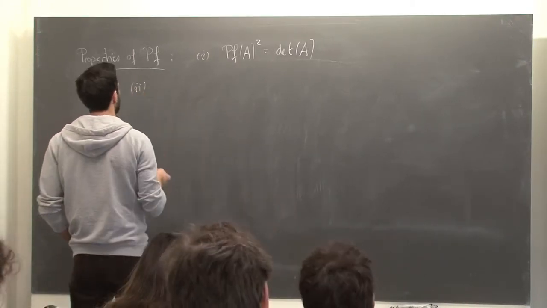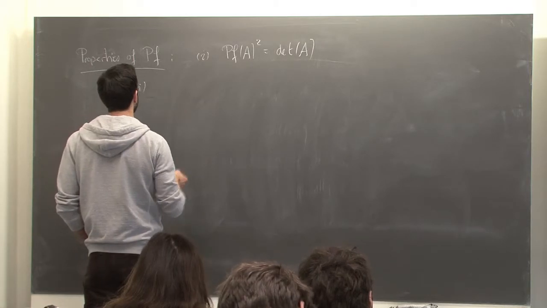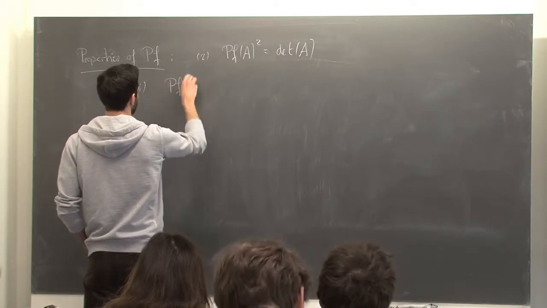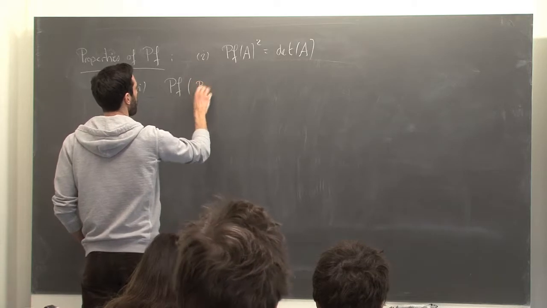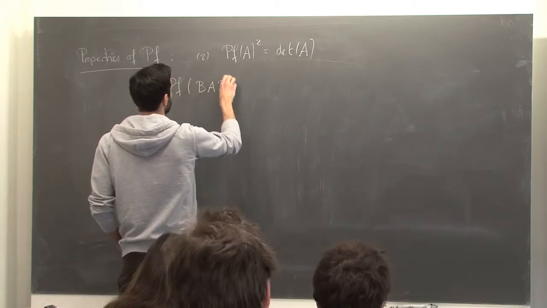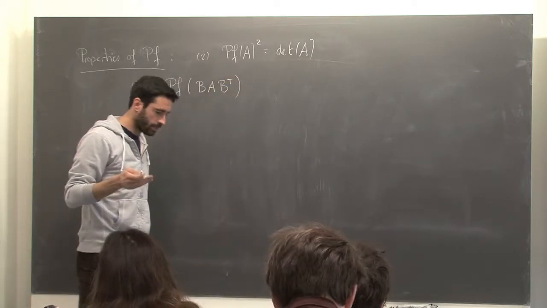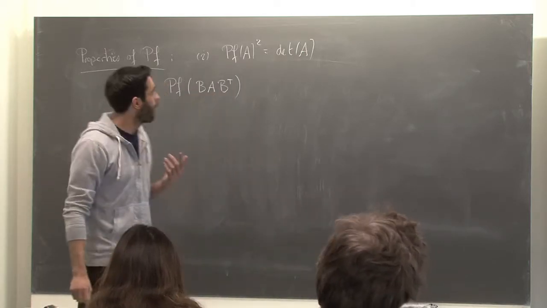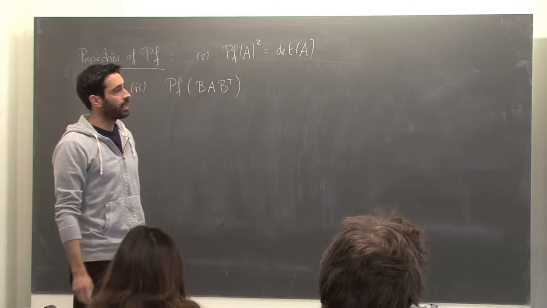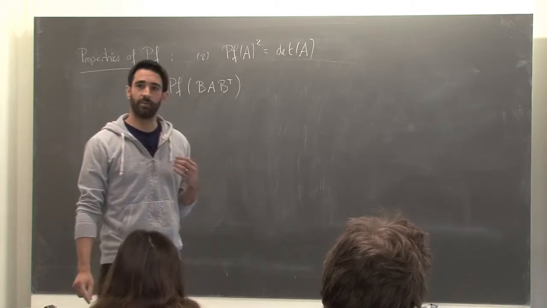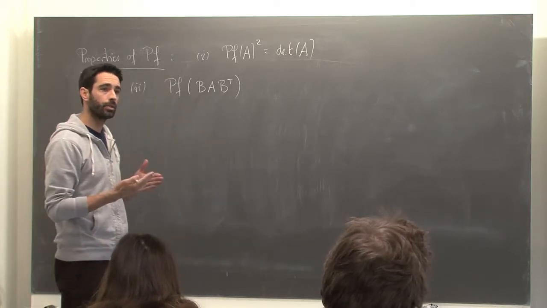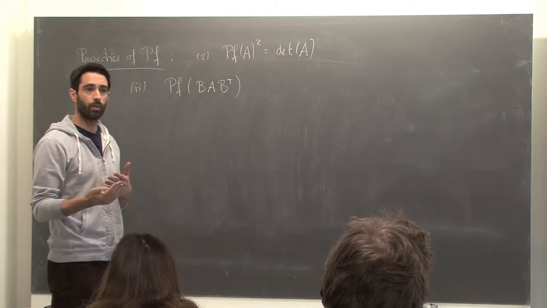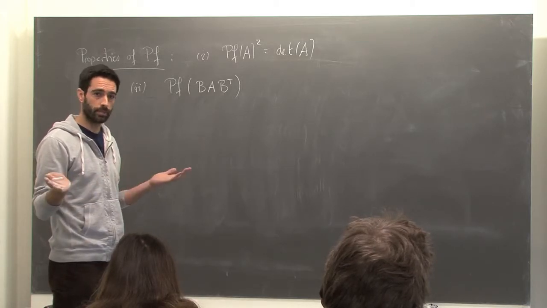Second property, maybe the most important one. So it doesn't make sense to say the Pfaffian of a product is the product of Pfaffians, right? Because if you take two skew-symmetric matrices, their product will not be skew-symmetric in general. So we'll try to mimic some properties of the determinant.